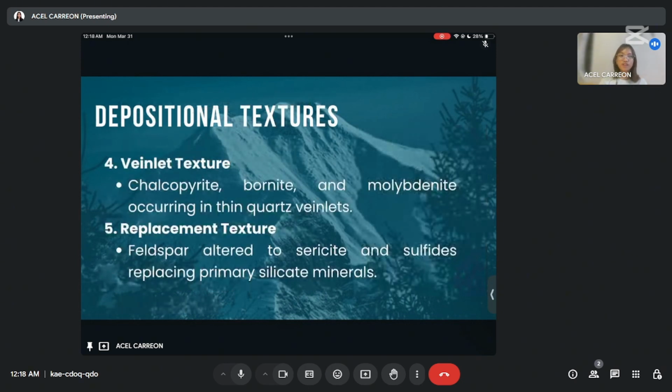Another depositional texture is the veinlet texture, which was discussed earlier. But in this case, it is the chalcopyrite, bornite, and molybdenite that occur in thin quartz veinlets. And lastly, we have the replacement texture, but in this context, the replacing mineral is sericite, where feldspar is altered to sericite and sulfide is replaced by primary silicate minerals.